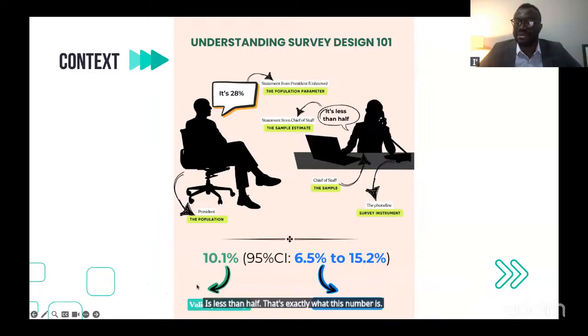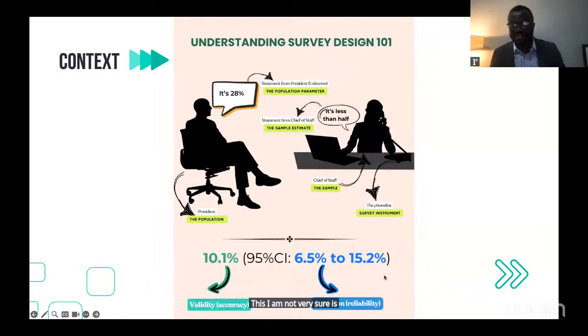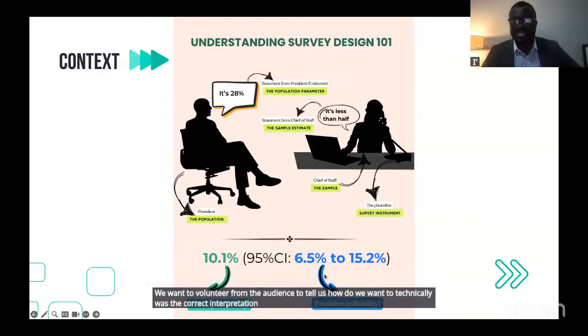And then we ask him, are you sure? Are you really sure that's what the parameter would have said? And he says, well, I'm not very sure, right? This "I am not very sure" is what we capture as 95% confidence intervals. We're trying to see how certain we are of our estimate. All right, so how do we interpret this 95% confidence interval? We want a volunteer from the audience to tell us the technically correct interpretation of the confidence interval. Anybody want to try?